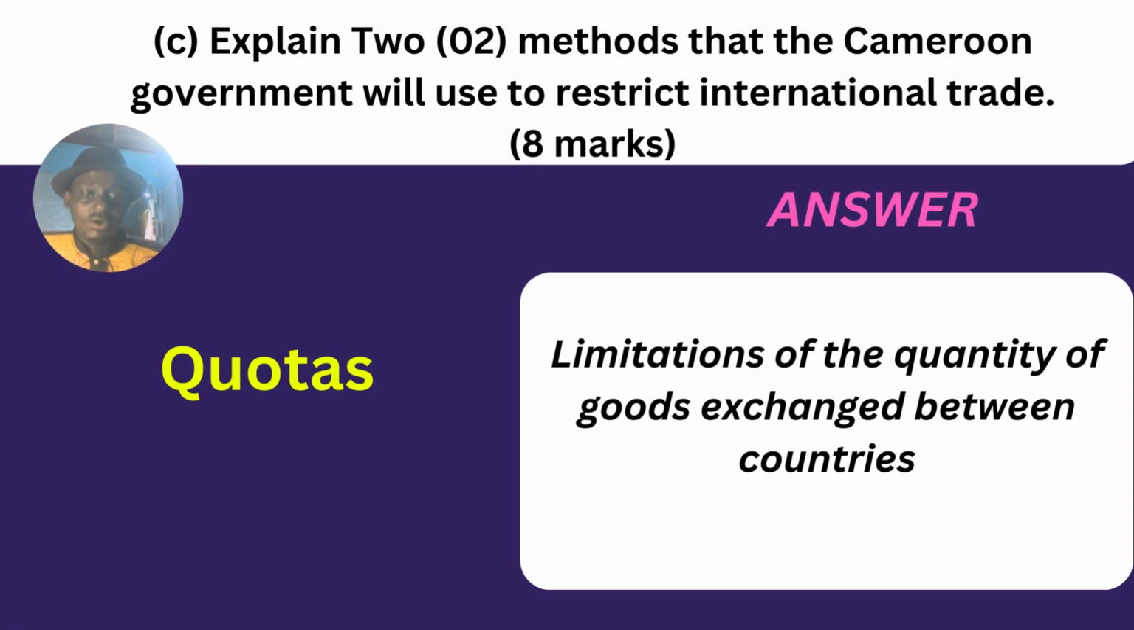Now, the C part of this question says, explain two methods that the Cameroon government will use to restrict international trade. Number one is quotas. So the government will apply a quota to restrict or limit international trade. Here we are talking about two methods that the government will use to restrict. Number one is quotas, limitations of the quantity of goods exchanged between countries. So that is it.